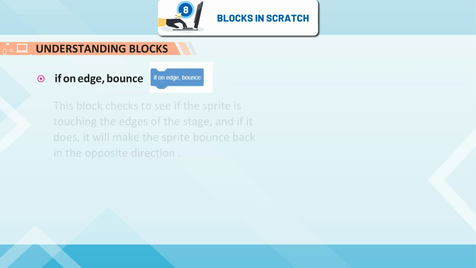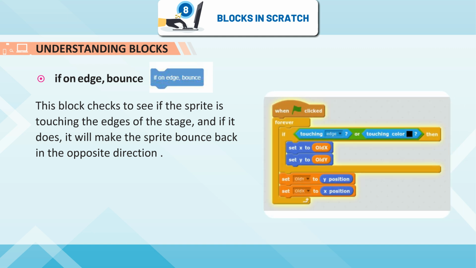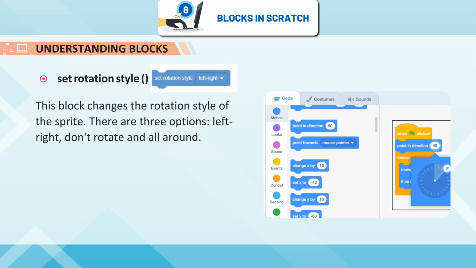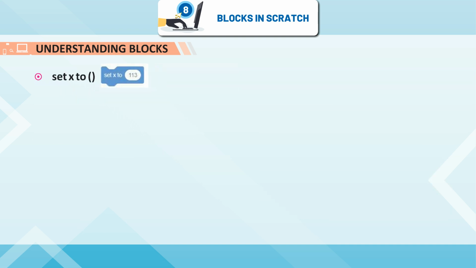If on edge, bounce. This block checks to see if the sprite is touching the edges of the stage, and if it does, it will make the sprite bounce back in the opposite direction. Set rotation style. This block changes the rotation style of the sprite. There are 3 options: left-right, don't rotate, and all around.